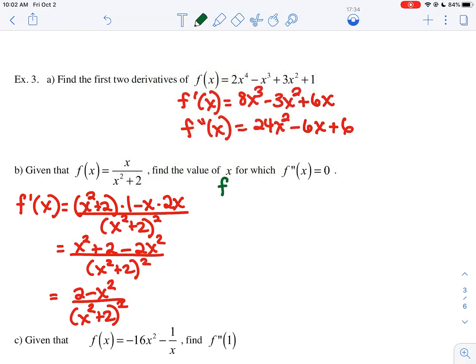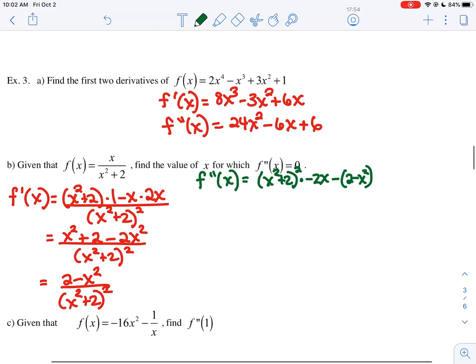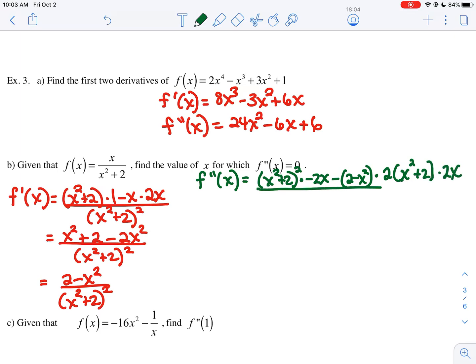Now I'm going to find the second derivative. So again, I have to do the quotient rule. So I'm going to do low d high minus high d low. Okay, now this one's going to be tricky. So I'm going to have to do the chain rule within the quotient rule. So I'm going to bring down the power, decrease the power by 1, and take the derivative of the inside. And then low low, I'm going to square a square, which would be to the 4th power.